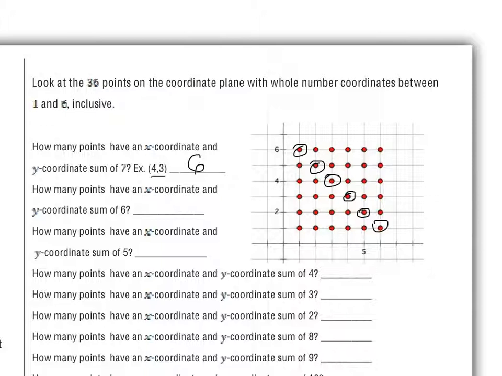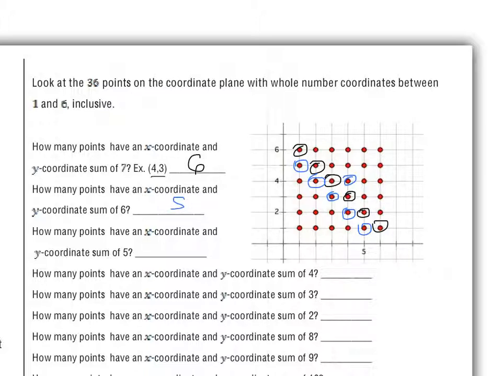So I'm thinking like 4, 2, 3, 3. Sorry, 3, 3. 4, 2, 5, 1, 2, 4. Okay, so again, it follows a pattern there. There are 5 of them.